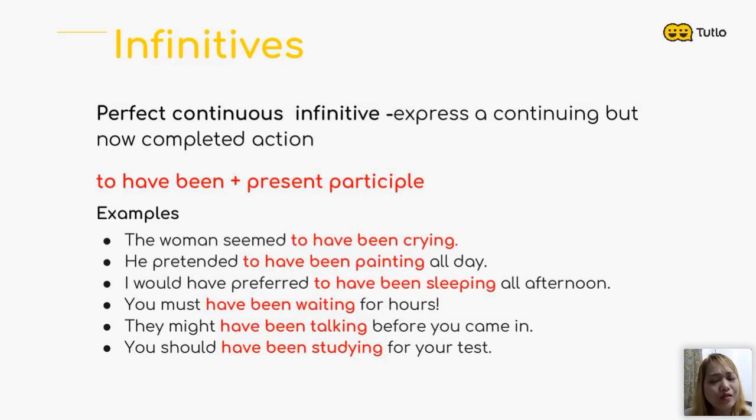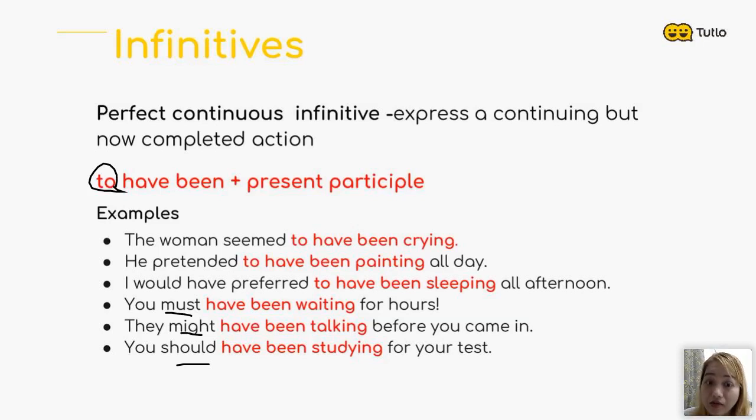Yes? Actually, with infinitives, if you are already familiar with the basic tenses of the verb, with infinitives, either you have to or not. That's just it. The woman seemed to have been crying. He pretended to have been painting all day. I would have preferred to have been sleeping all afternoon. Or without to, because you have a modal verb like must, might, and should. That's why we don't use to in here. Zero infinitive. You got me?